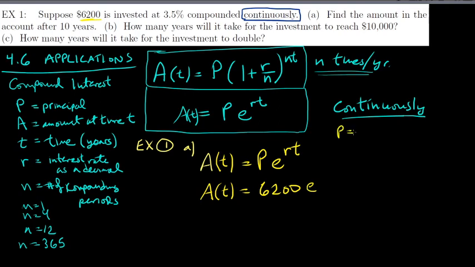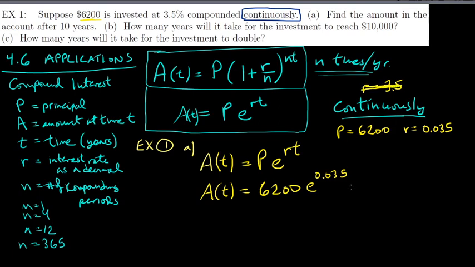So P is 6,200. R is not 3.5, it's 0.035 as a decimal. So be careful. If you use R equals 3.5, that's actually 350%, and you're never going to get that, unless you're a really good investor, but not from a savings account in a bank. In fact, you're lucky to get 1% these days. So don't forget to convert to a decimal.